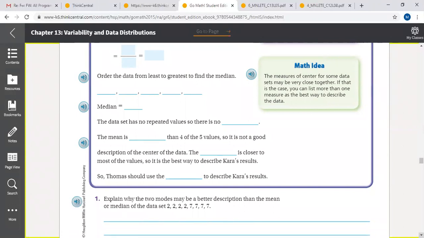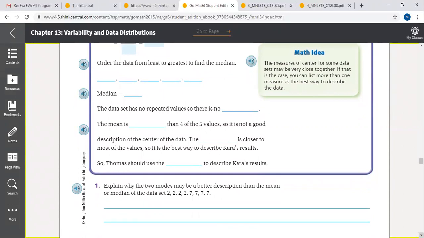Explain why the two modes may be a better description than the mean or median of the data set: 2, 2, 2, 2, 7, 7, 7, 7. The answer will be: the mean and the median are both 4.5, but that value doesn't show that there are two clusters of values with a gap in between. The modes of 2 and 7 represent every value in the data.